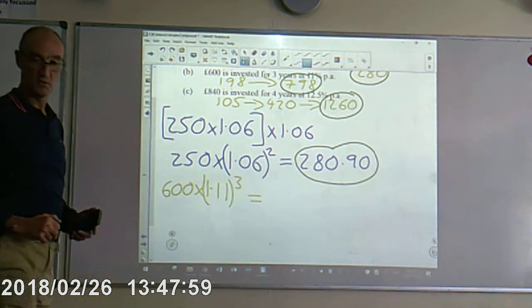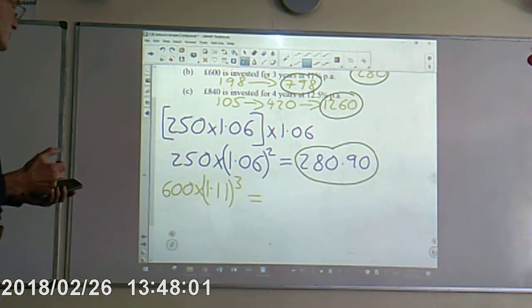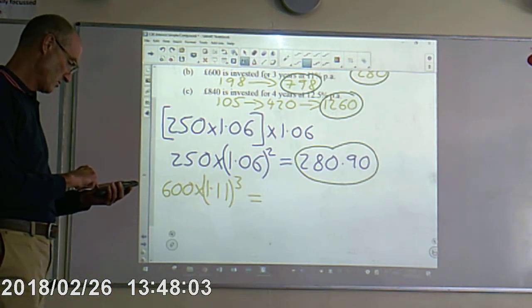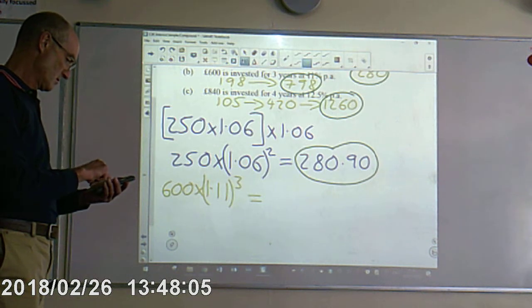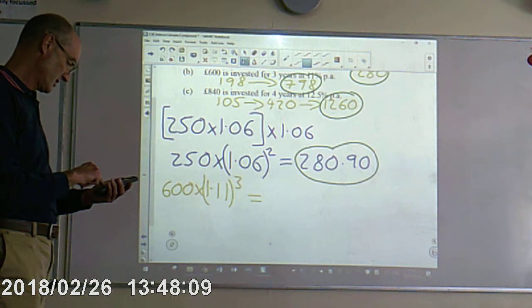So that actually gives us a result of, let's do it, 1.11 cubed, and then multiplied by 600.